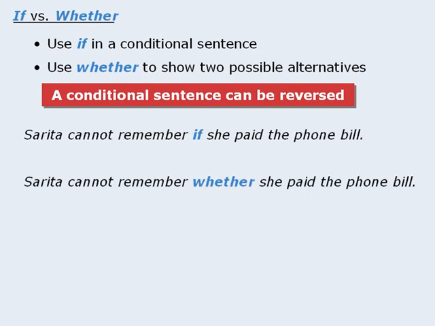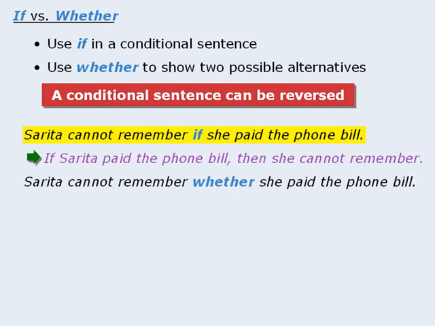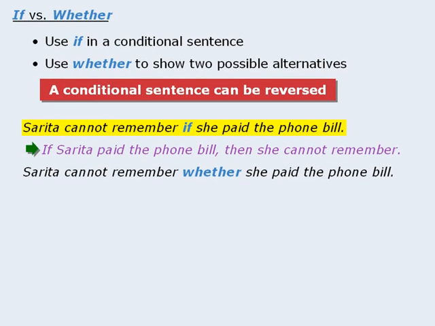Okay, what about these two sentences? Which one is correct? Well, let's see what happens if we assume that if is correct here. Now, by assuming that if is correct, we're saying that this is a true conditional sentence, which means we can reverse the order. However, when we reverse the order of this sentence, we get, if Sarita paid the phone bill, then she cannot remember. Since this makes no sense, we know that the original sentence is incorrect, and the correct answer here is whether, as in, Sarita cannot remember whether she paid the phone bill.